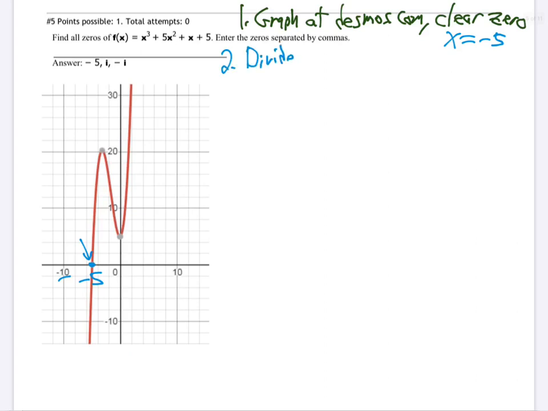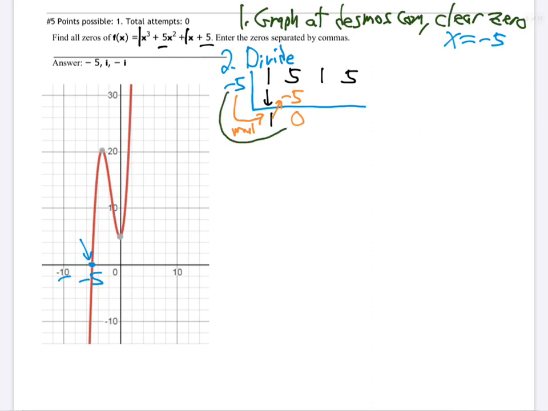Step 2, we divide now using synthetic division. So we'll put the -5 out there. And we take the coefficients as 1, 5, 1, 5. All right, and then we bring down the 1 and let the synthetic division begin. Multiply -5 times 1, -5, add them up, 0. Now, -5 times 0 is 0, add them up, 1.